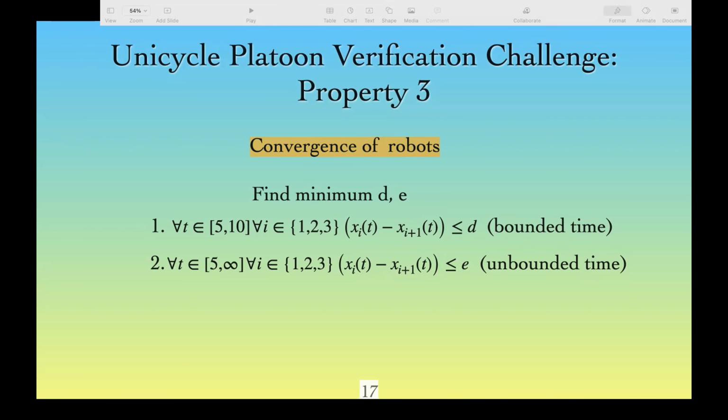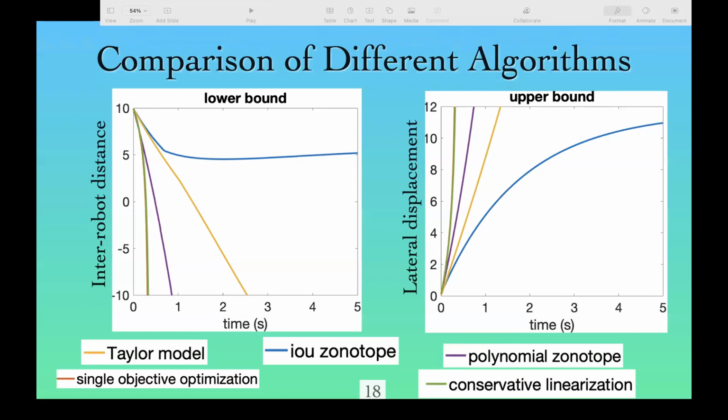So a bounded time property to verify in this case is that between 5 and 10 seconds, the inter-vehicle distances between all the vehicles are always less than or equal to D. Then we want to find the minimum value of D such that this property is satisfied as a verification challenge. And the unbounded time variation of this is that after 5 seconds, for all times, we want to find the minimum value of E such that the inter-vehicle distances are always less than or equal to E. So these are the verification challenges that I propose.